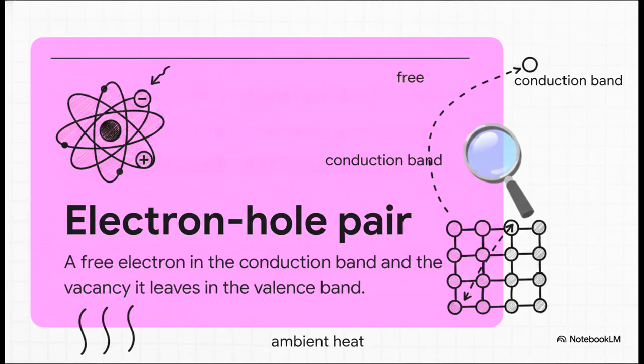When this electron breaks loose and is suddenly free to conduct current, it leaves behind this crucial vacancy in the crystal structure. We just call this vacancy a hole. Now, because an electron is negatively charged, this empty space effectively acts as a positive charge. So for every single free electron created by this heat energy, one hole is left behind. And that right there is what we call an electron-hole pair.